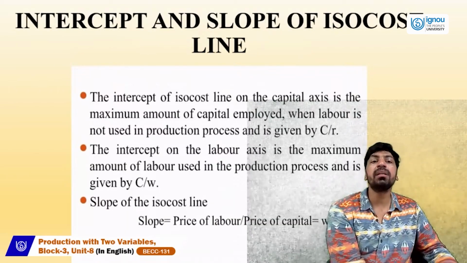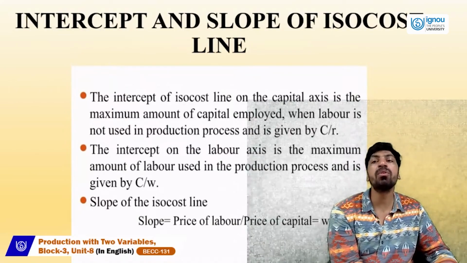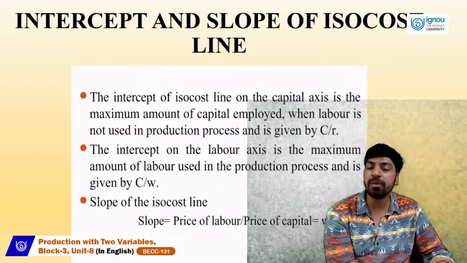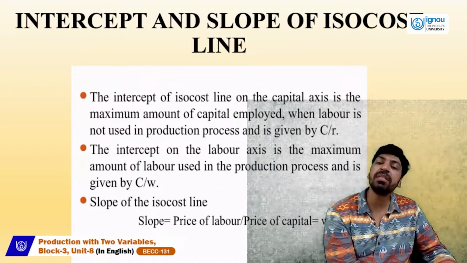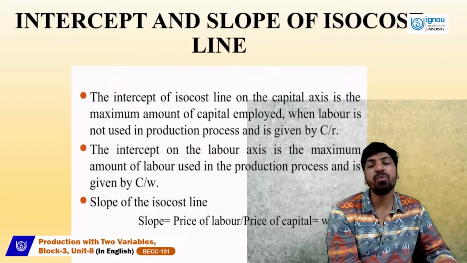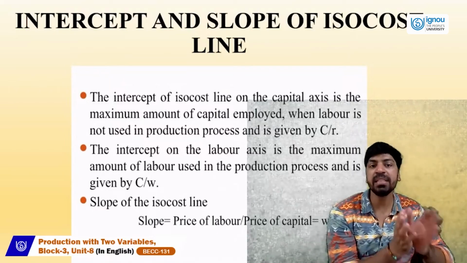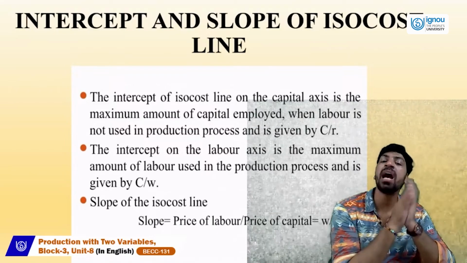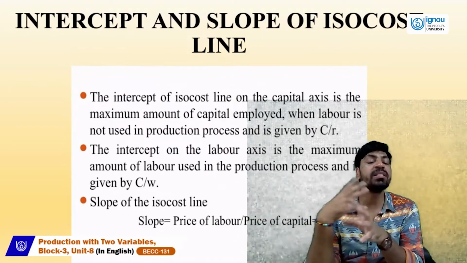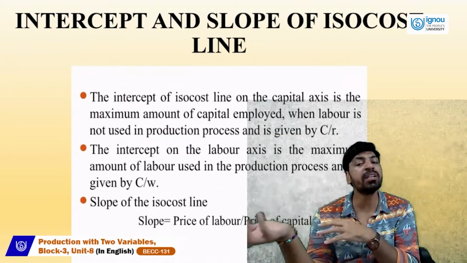Now we talk about the theoretical concept of the intercept and the slope of the isocost line. What is shown here is that when we talk about the intercept, we always refer to C/R, and the intercept on the labor axis is C/W. So basically, what is the intercept of the isocost line in respect of one input, namely capital, and what is the meaning of the intercept of the isocost line in respect of labor?